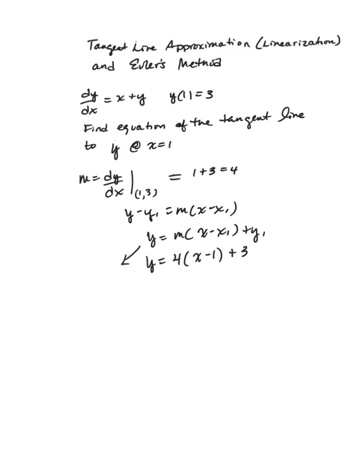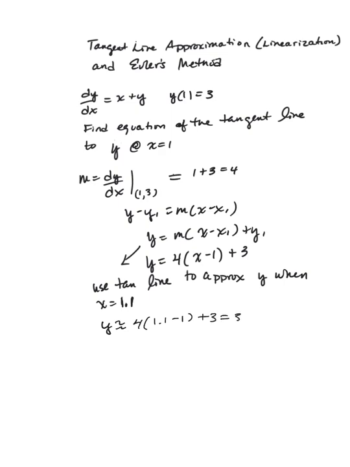All right. Now I'm going to use the tangent line to approximate y when x equals 1.1. The reason you can use the tangent line is because 1.1 is very close to 1. It wouldn't make sense if I asked you to use this tangent line to approximate y when x was 5. That would be silly. So we get y is approximately 4 times (1.1 minus 1) plus 3, which is 3.4.